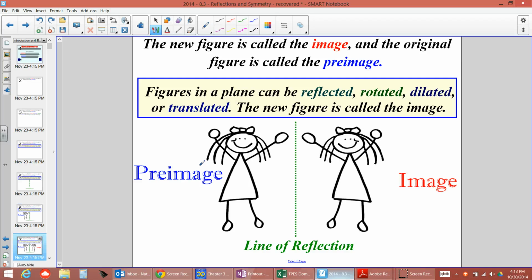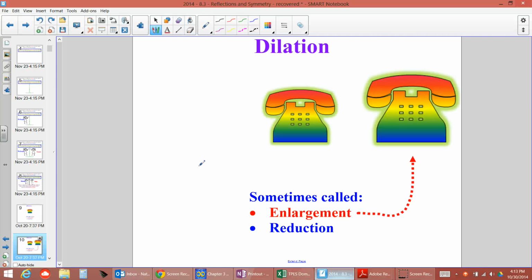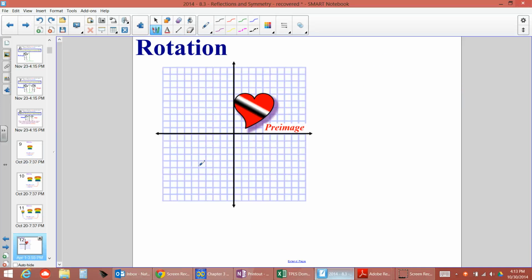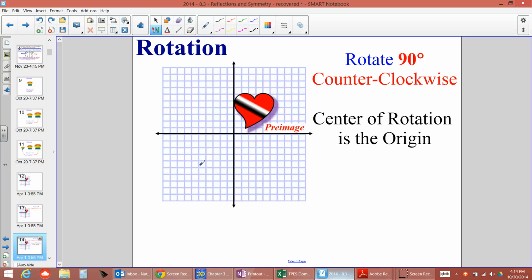Pre is like prefix, it comes before the word. Pre-image comes before the translation, or reflection, or whatever. When a figure is transformed, the original figure before the transformation takes place is called the pre-image. Dilation is sometimes referred to as enlargement or reduction. A rotation, we usually refer to it as counterclockwise. All of your rules that we're going to use in class deal with counterclockwise rotations. We always rotate around the center or the origin. Sometimes it's called a turn.